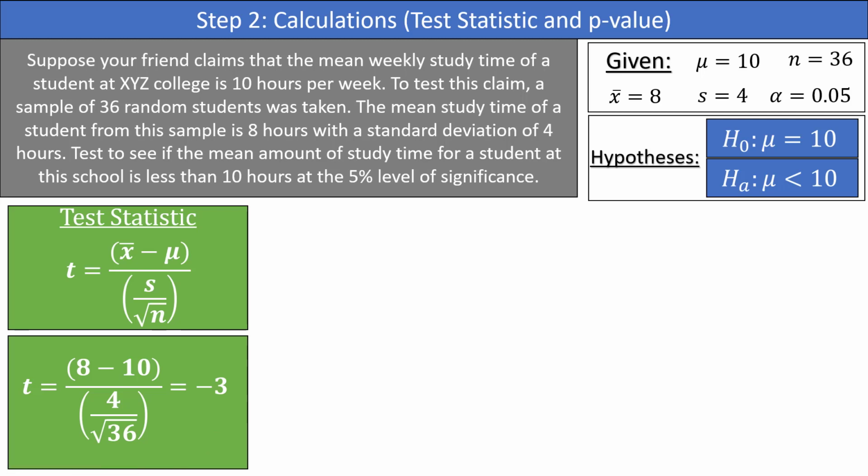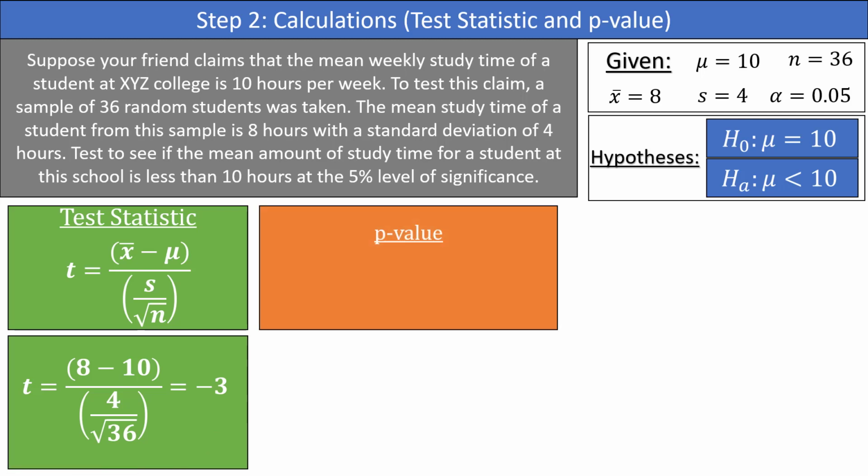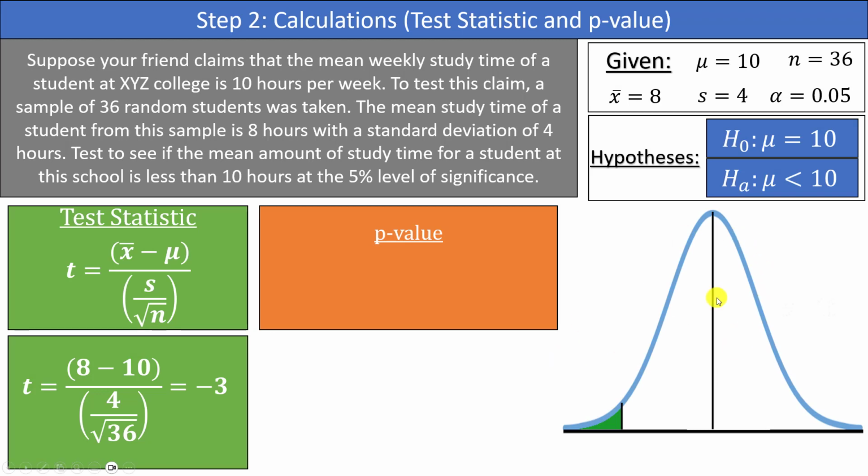And from there, we have to find the p-value. To find the p-value, you're generally going to want to draw the distribution. So this is a t-distribution, and you may remember that the t-distribution has 0 right down the middle.